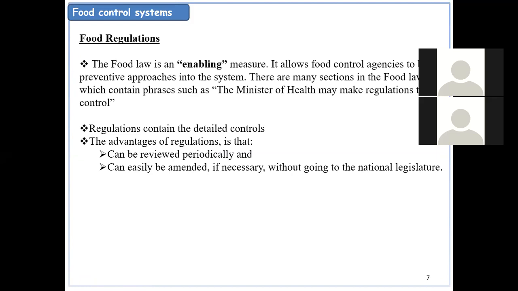But in the standards, we might have maybe 10,000 standards for different types of food, mentioning in detail how the food should be safe by respecting a certain level of contaminants, whether physical, biological, or chemical, okay? So regulations do contain the detailed controls. They can be reviewed periodically and can be easily amended. So we can amend the regulation.